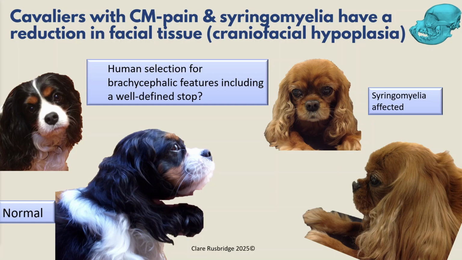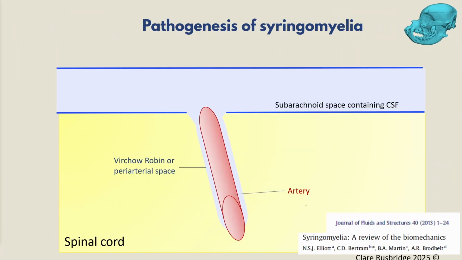What is Syringomyelia? Well, Syringomyelia is where the fluid around the spinal cord and within the ventricular system, which we call the cerebrospinal fluid, is forced into the spinal cord substance itself. And by being forced into the spinal cord substance, it causes damage. And how does this occur?